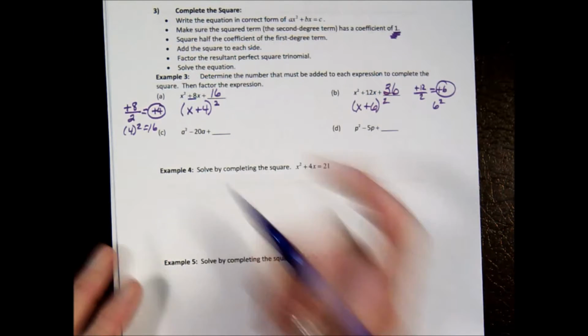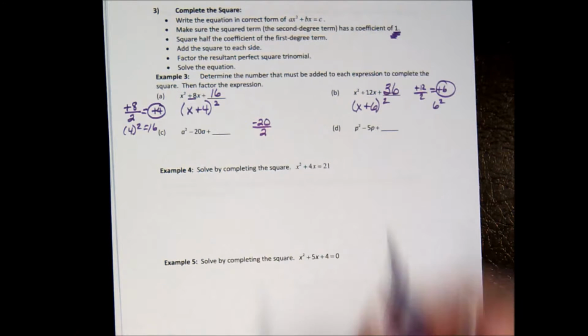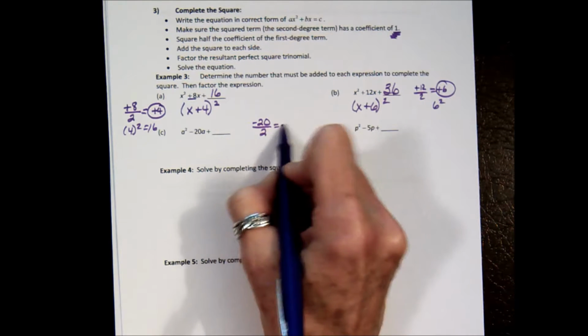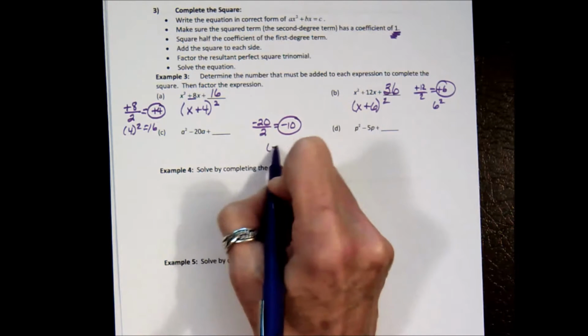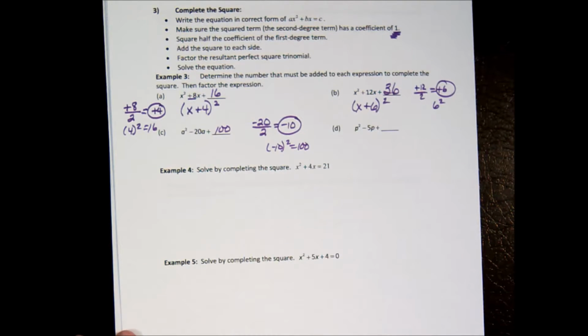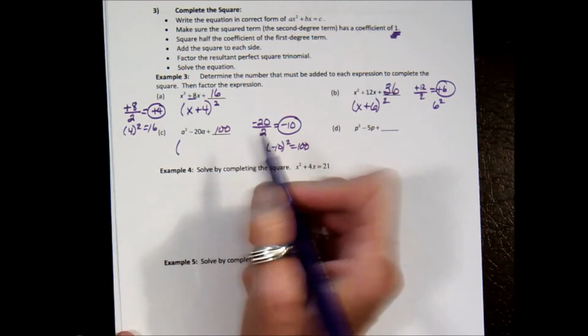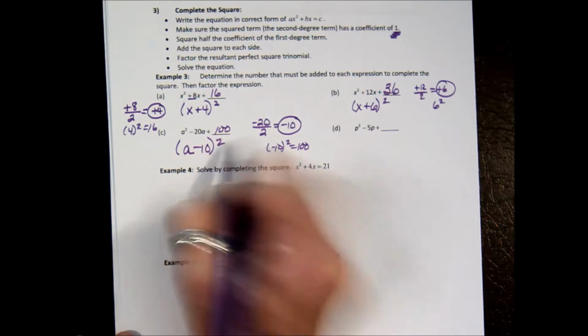On this one, negative 20 is my middle term. Remember, you must include the sign with it. Square or circle that and now square it. That gives me 100. That's always going to be positive because I'm squaring. But factored, it's going to be the a and then what you circled, minus 10 squared.